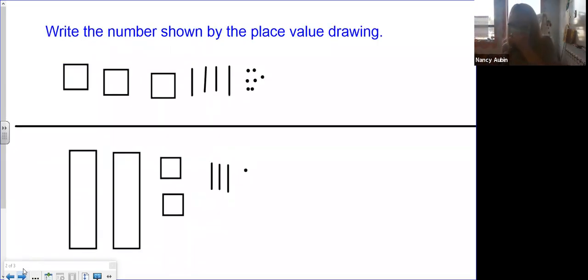Write the numbers shown by the place value drawing. On your marks, get set, go. You have two problems. What are they representing? Remember, the long rectangles are your thousands. The squares are your hundreds. The sticks are your tens. The dots are your ones. You have to write the number that matches the place value drawing. You should have two numbers on your boards. They should be popping up any minute. Ooh, they're popping up like popcorn.